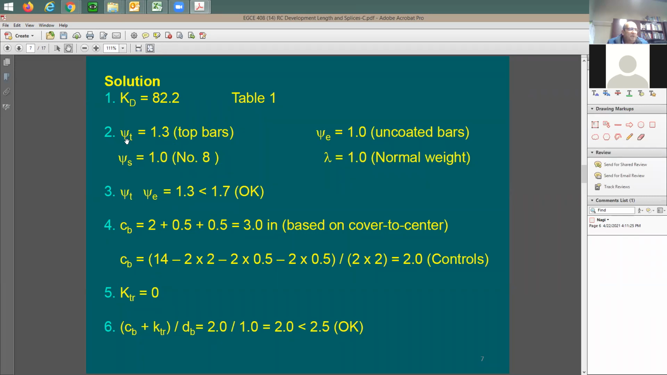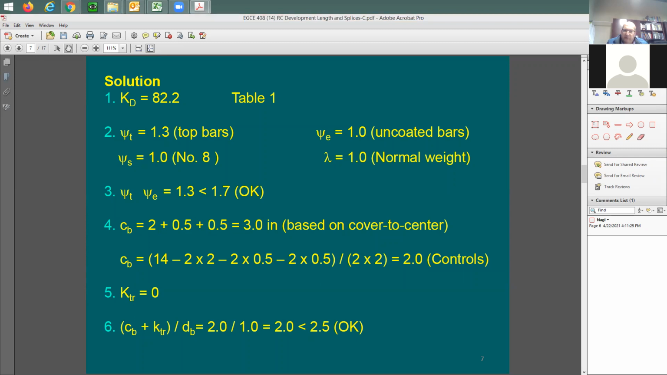And then we have this product of psi sub t times psi sub s is going to be maximum 1.3. Now it's going to be 1.3, or the max or cap is going to be 1.7. This is good. Just use the 1.3. We have the cb value, which means cover from the rebar to the edge of the concrete. We figured it out to be 3 inches.